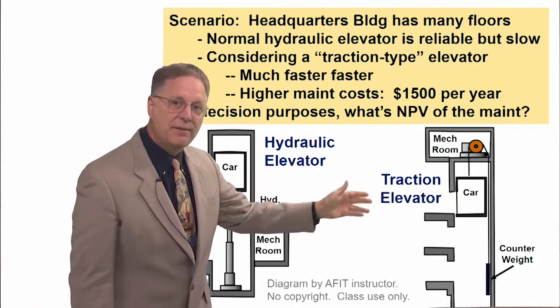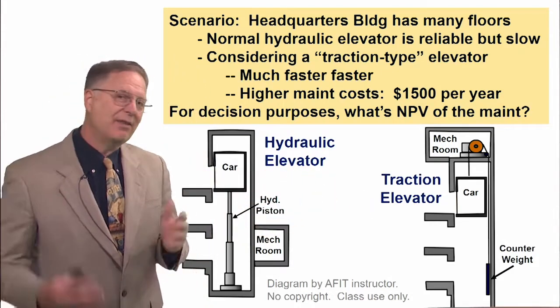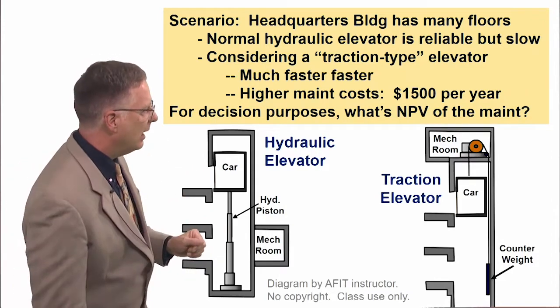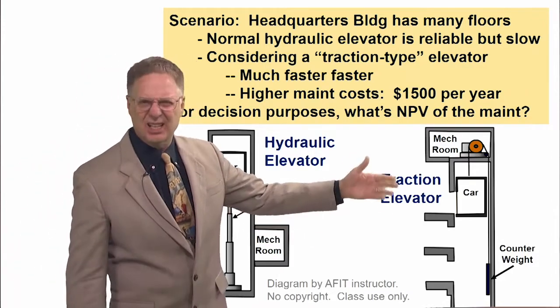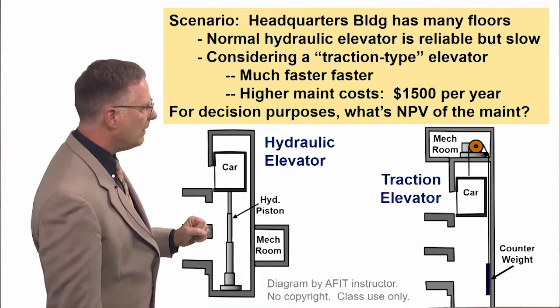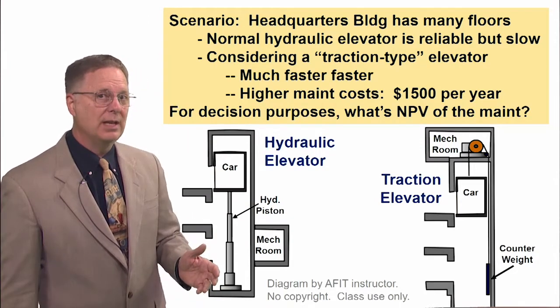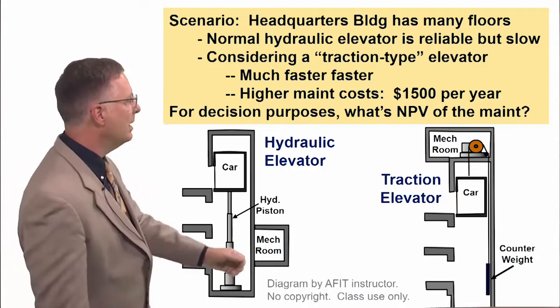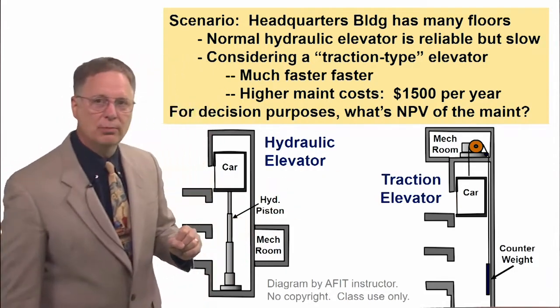Now, on the other hand, if you go into those high-rise buildings, like if you've ever been to the Empire State Building or one of those buildings where you shoot up to the very top, they have a traction elevator, which is an electric motor elevator. And those things can be much faster. However, they have a lot of maintenance costs. These are the ones that are breaking down all the time. And those elevators will cost you more in maintenance.